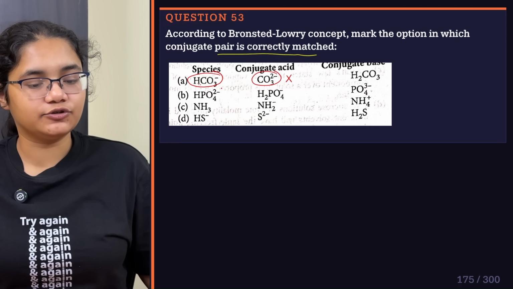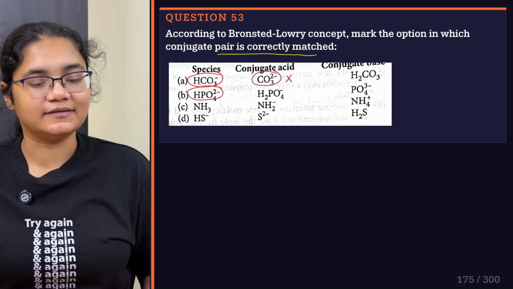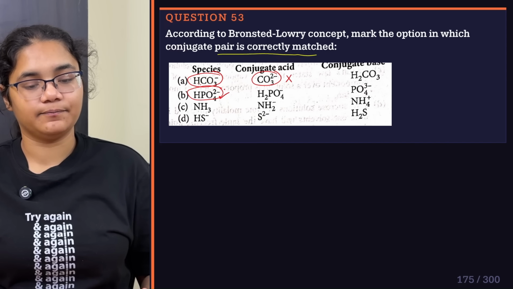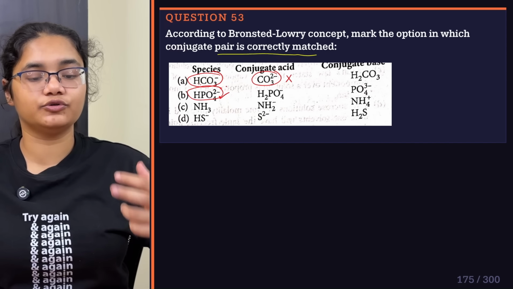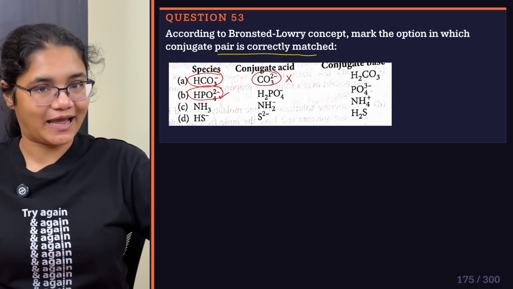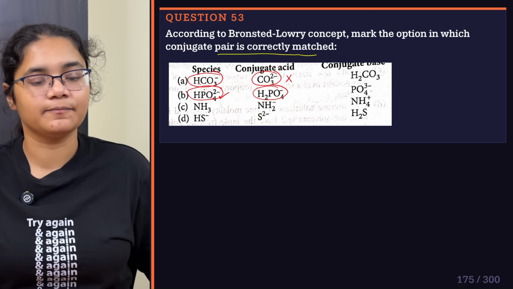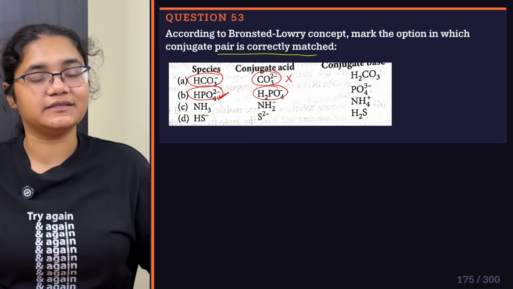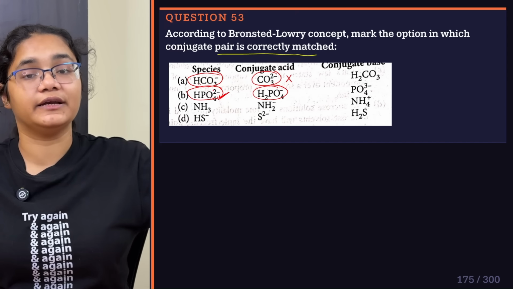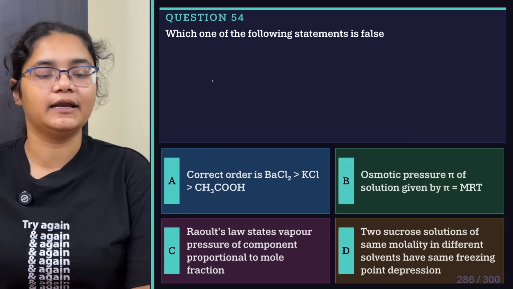Now if you see HPO4 2 minus, I want to find out the conjugate acid of it. In that case, what will happen? Conjugate acid of one species means that it should behave as a base. It should accept a proton. So when this accepts a proton, you will get H2PO4 minus. Now conjugate base of this one means it should behave as an acid. It should release one H plus. So you will get PO4 3 minus. So B is the one which is correctly matched.